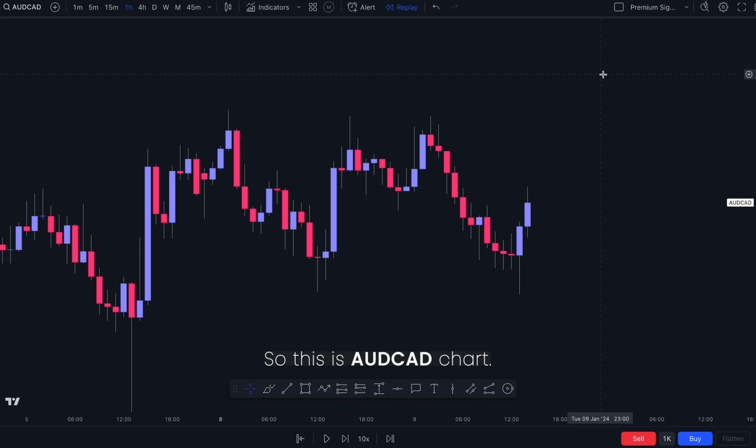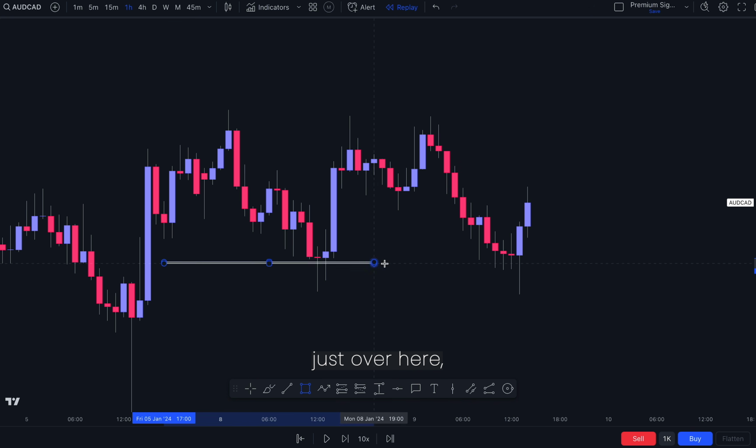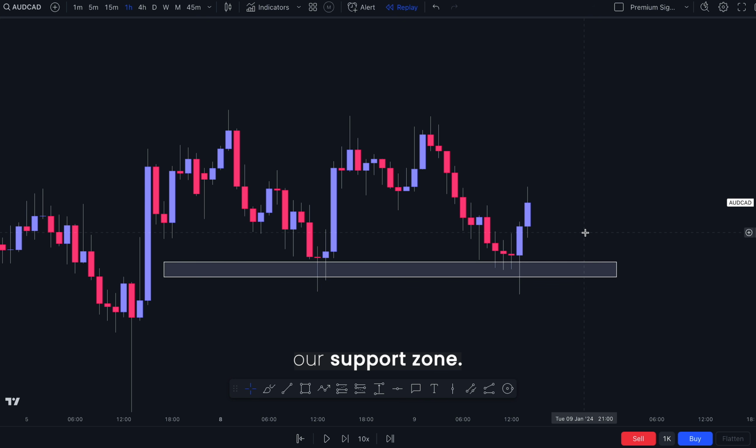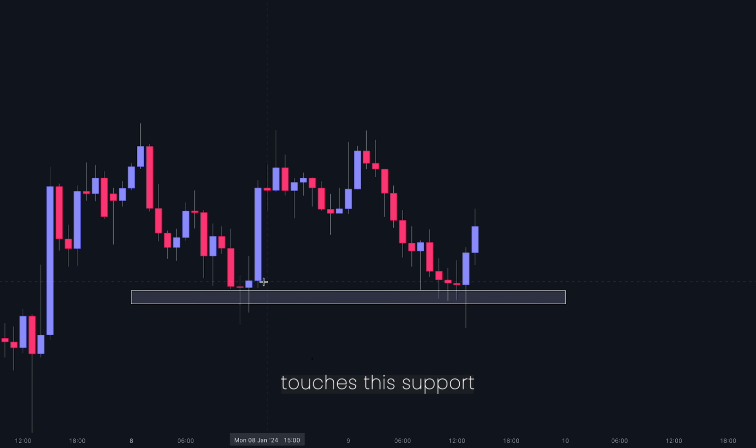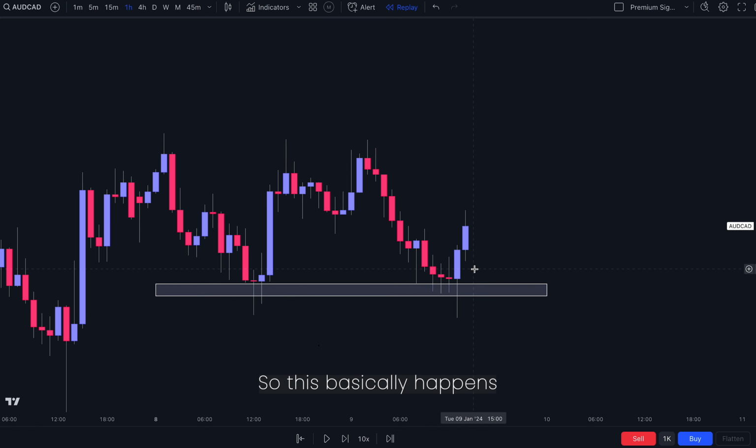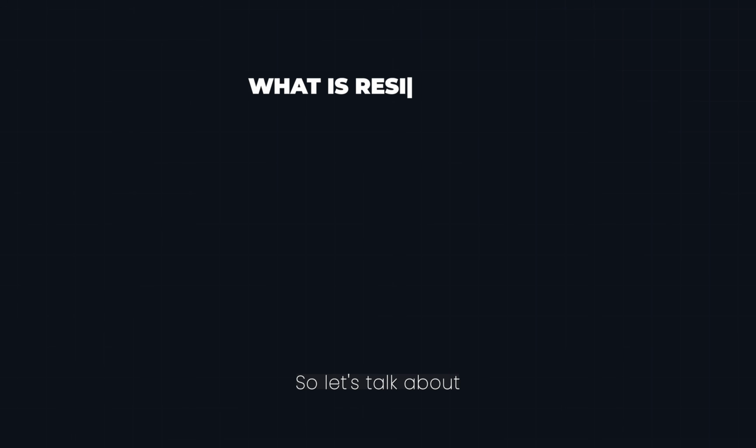So this is a chart, and if I draw a rectangle zone just over here, this would be our support zone. We can actually see how the price drops, touches the support level and bounces back up again. It happens the same all over, so we see the price dropping, reacting to this level, and now it seems like we are going back up again. This basically happens because there are a lot of traders who believe it's a great price value and start buying or taking their profits.